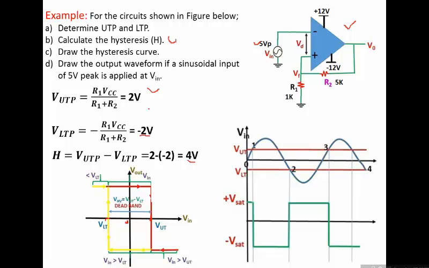And then you can draw the output waveform using these trigger points and the behavior of the circuit. As when input is crossing the upper trigger point, the output would become low, and it would become high when it crosses the lower trigger point.